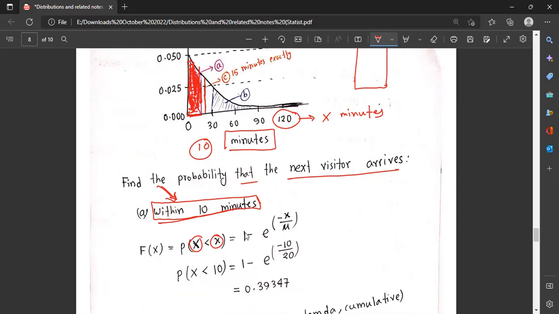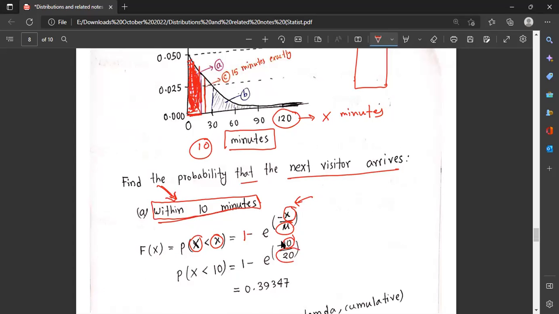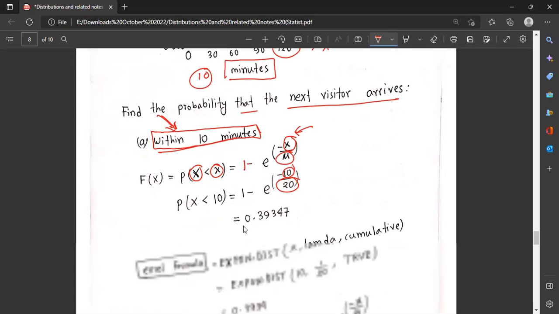And then the formula is 1 minus e to the power minus x by mu, right? 1 minus e to the power minus x by mu. Here x is the time that we are interested in, within 10 minutes, so x is 10. And mu is given; mu is the mean, right? The mean is 20. So here it is 20. And then the answer will be 0.39347. You can calculate it using a calculator.